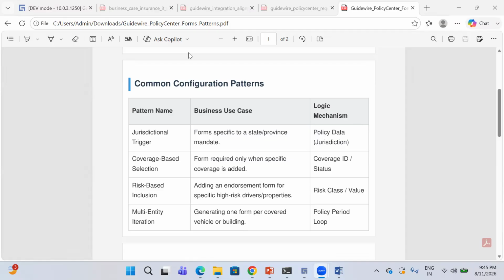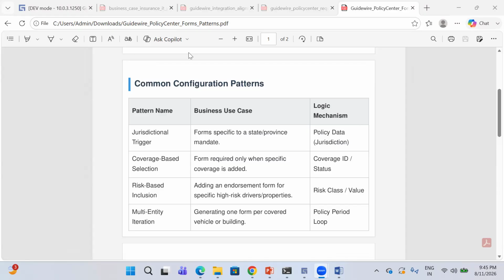One is for a form specific to any state or province, which is a mandate. Because this is something for a state and province, this is part of the jurisdictional trigger. When a pattern has been initiated and is considered for the jurisdictional trigger, the form specific to a particular state or province will automatically be mandated.